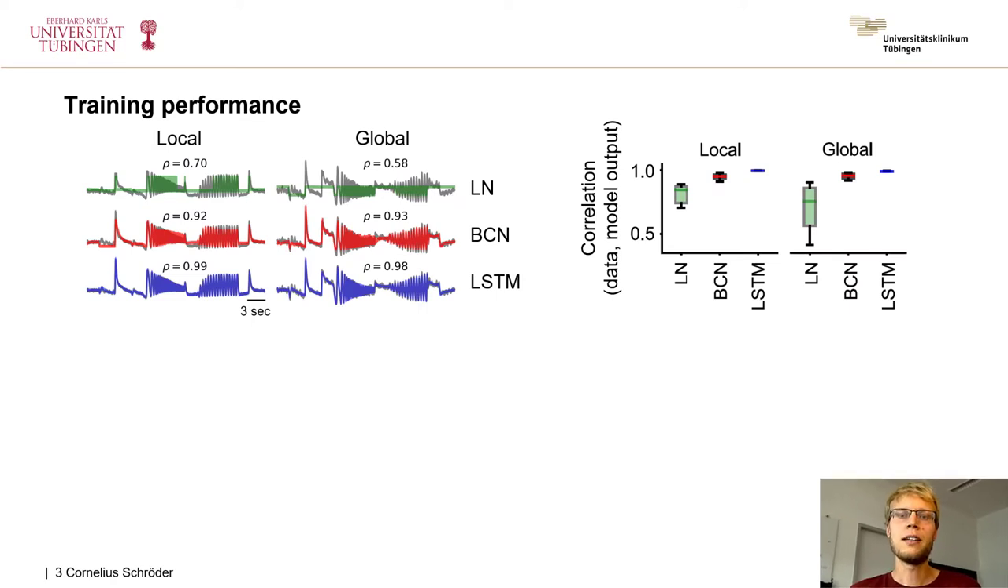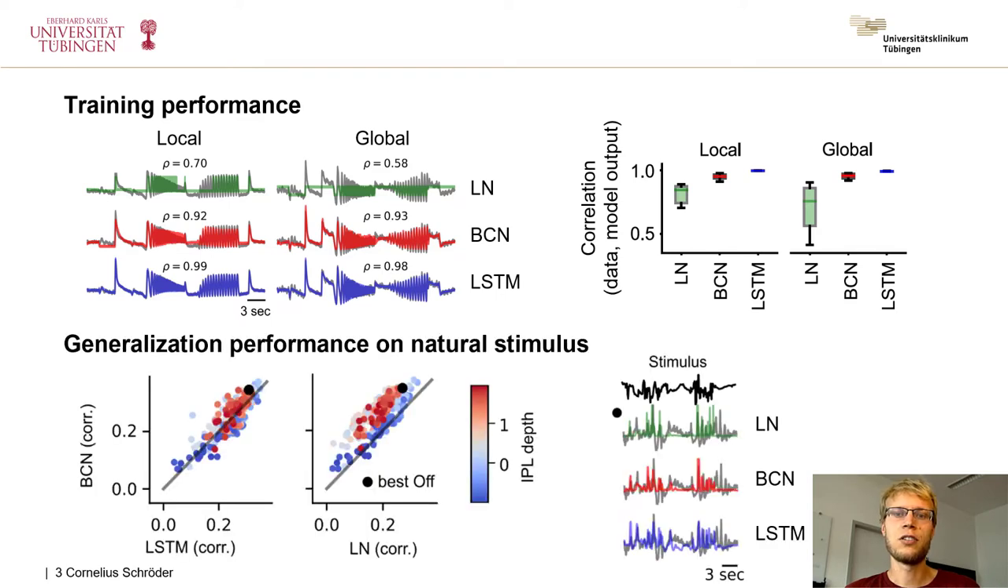We implemented and trained the model in PyTorch and compared it to two other models, a linear-nonlinear baseline model and a state-of-the-art LSTM. As we can see, our BCN model as well as the LSTM can fit the training data almost perfectly, and also on a generalization dataset of natural stimuli, the BCN model is on par with the LSTM. For both datasets, these more complex models clearly outperform the LN model.